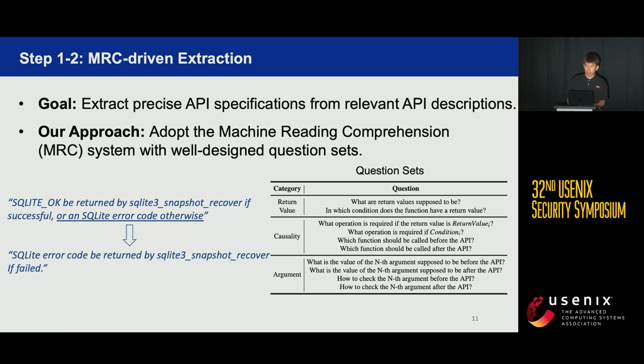So to solve this problem, we introduce the machine reading comprehension system, which is a really hard topic in natural language processing. A machine reading comprehension system is designed to enable computers to understand the context and the text, and also respond to questions raised by people. The key design for a machine reading comprehension system is to provide a set of questions you want to ask. We designed 10 kinds of questions based on the features of different usage violations.